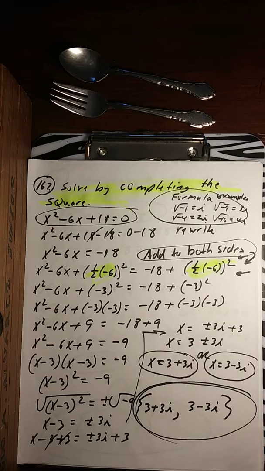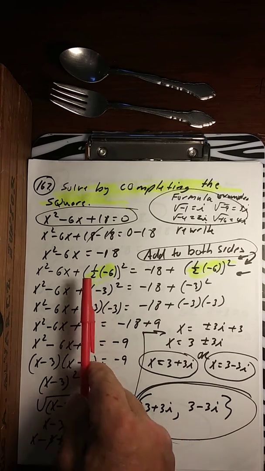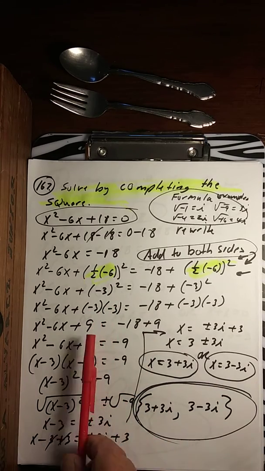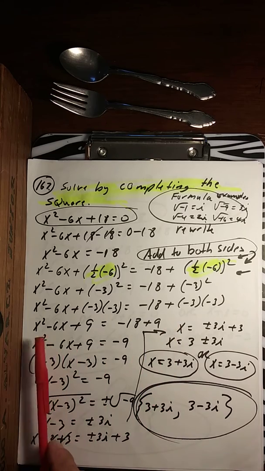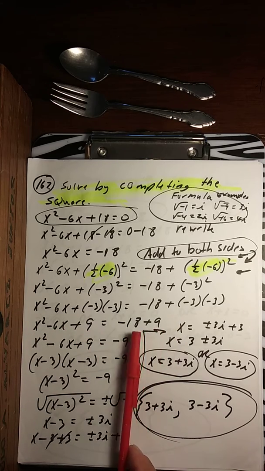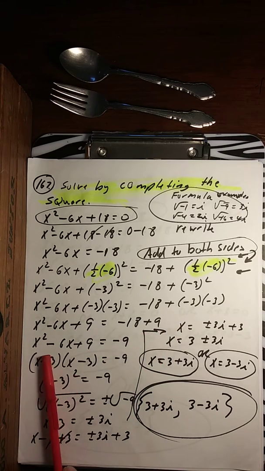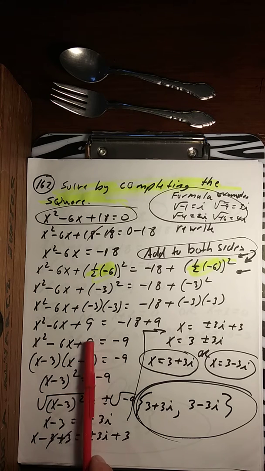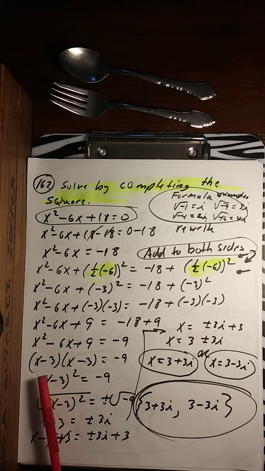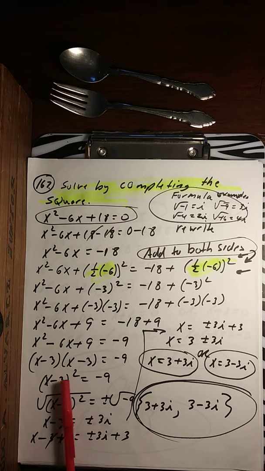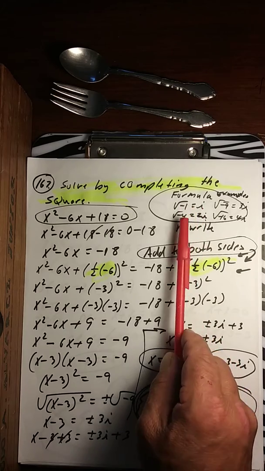So now you have half this number, negative 3, squared is 9. So now you have this right here equals 9 minus that, negative 9. So now this is x minus 3 squared, and that is 9 minus 18 is negative 9. So x minus 3 squared equals this. Square root: the square root of negative 1 is i, so the square root of negative 9 is 3i.